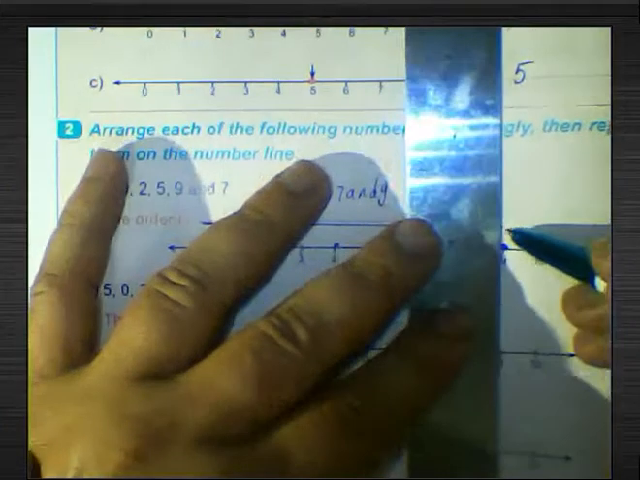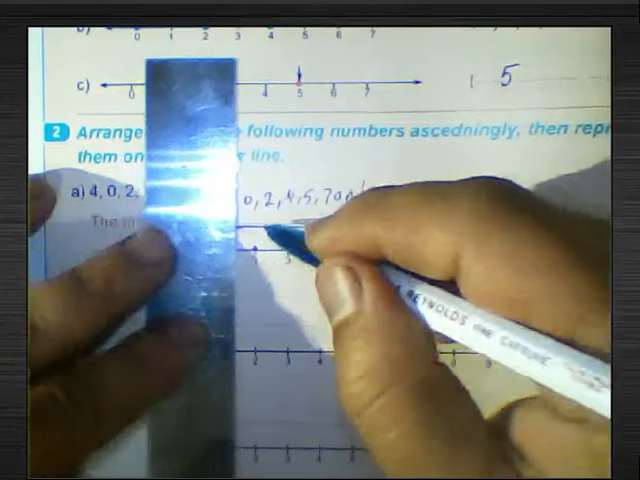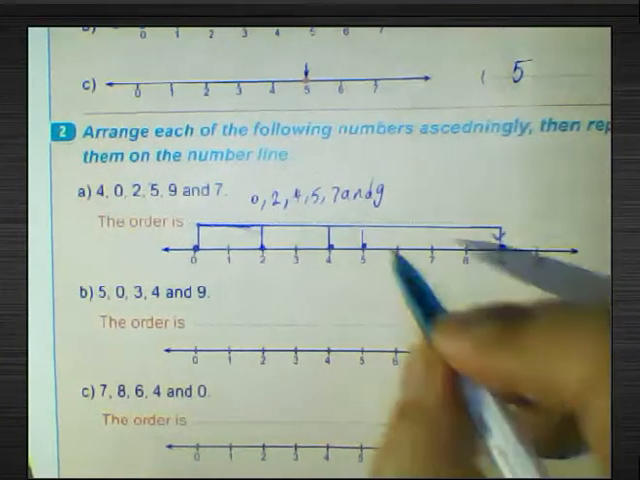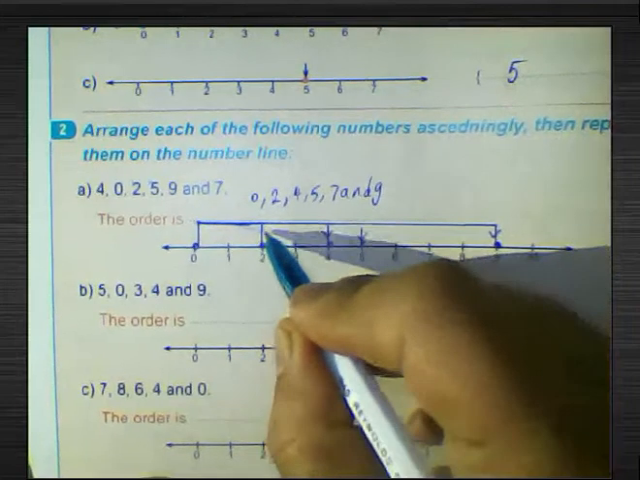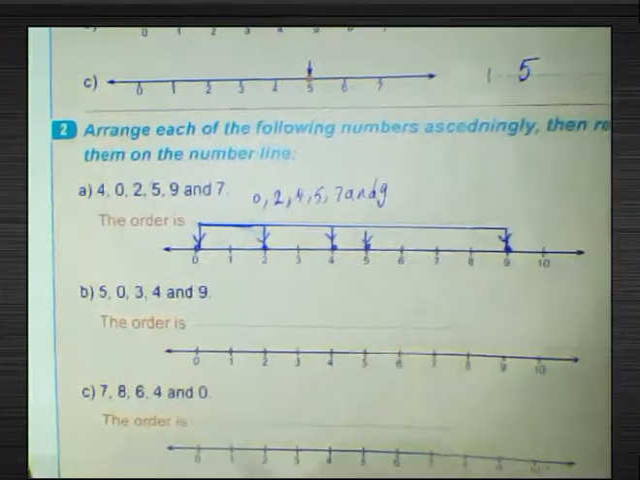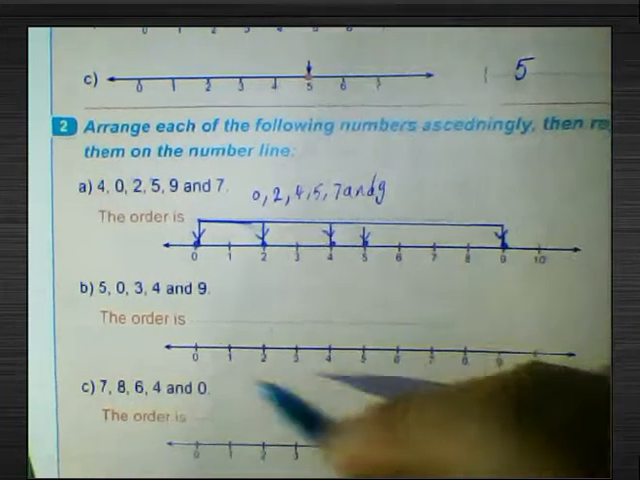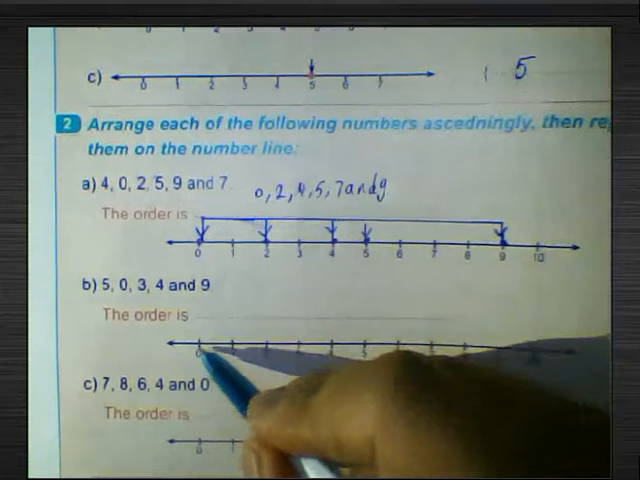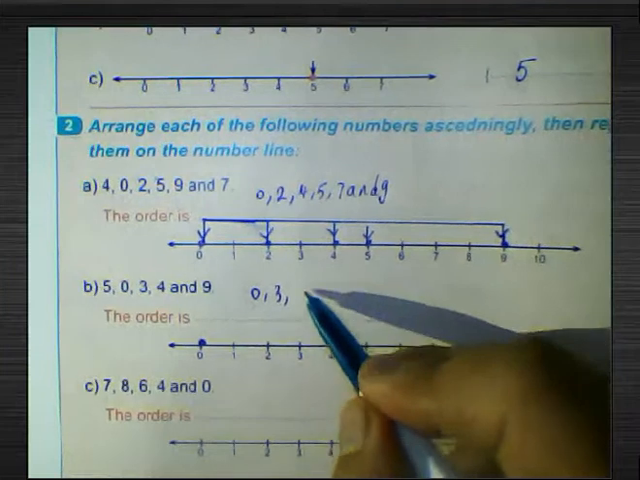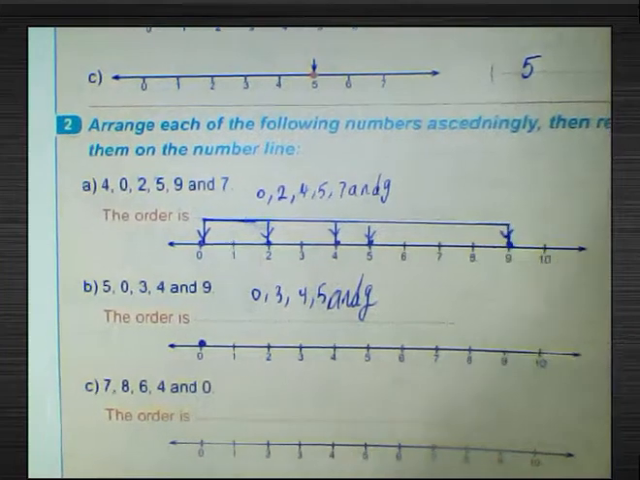so a straight line here and drop to the limited point, and then draw a ray to the point. Question number B, 5, 0, 3, 4, and 9. You can limit it on the number line. First 0, 3, 4, 5, and the last number would be 9.